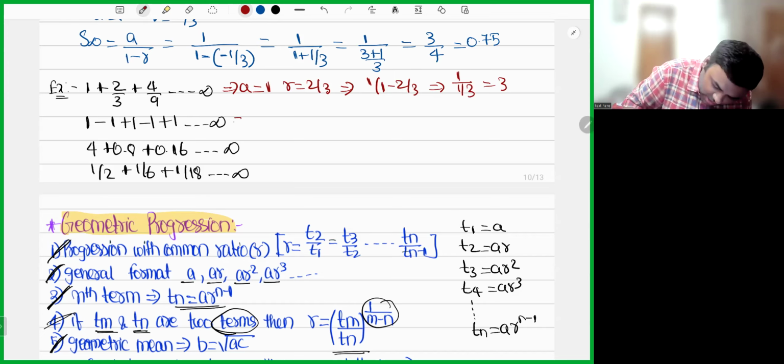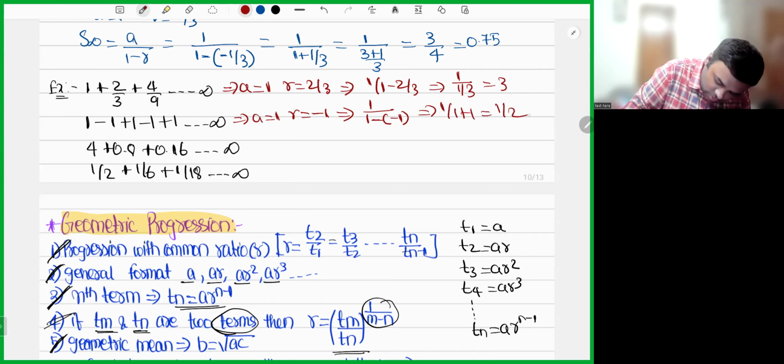Next. A is 1. Common ratio T2 by T1 is minus 1. So 1 divided by 1 minus R. So 1 divided by 1 plus 1, 1 by 2, perfect. Next, A is 4. Common ratio T2 by T1, 0.8 divided by 4.